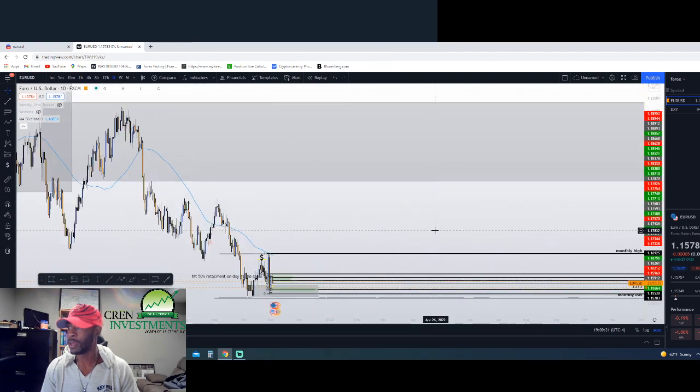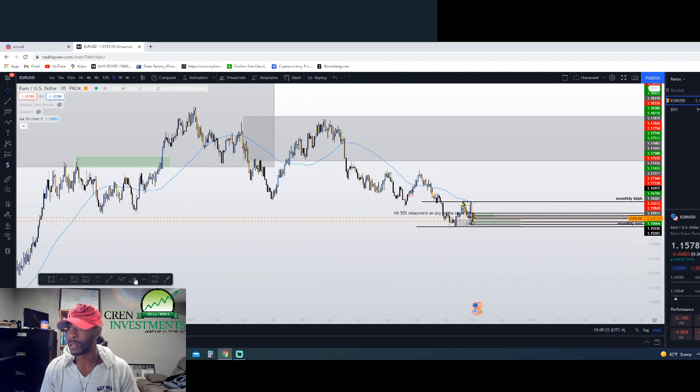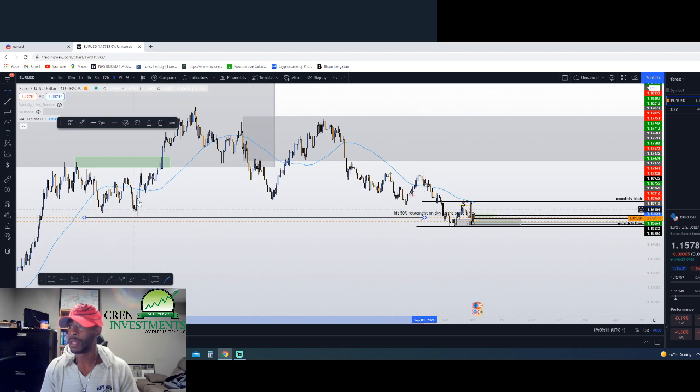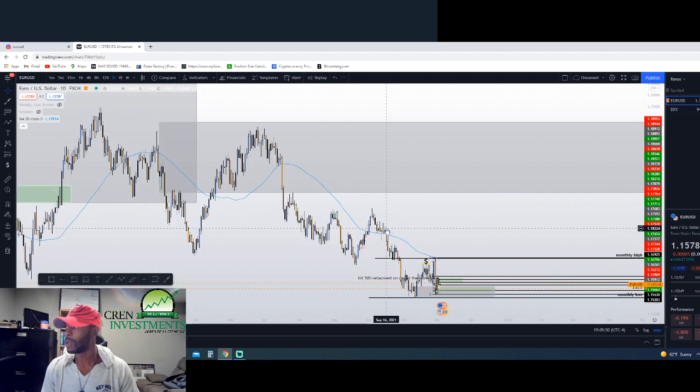However, if we get in here, we'll notice that we just broke structure right here. Just made all these major daily and weekly lows right here. So usually after a big structure break like that, we're gonna see a pump up, so a retracement.